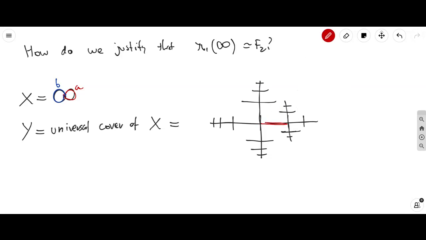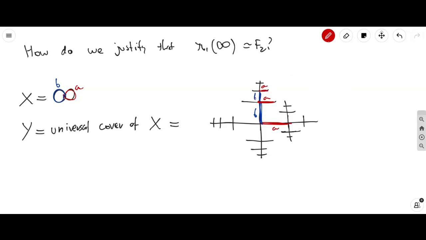And then this one is going to be A, so this is the one that gets mapped to A. So the covering maps this path to a closed loop. And then the ones that go vertically, this is the one that gets mapped to B. Then this one gets mapped to A. This one gets mapped to B.